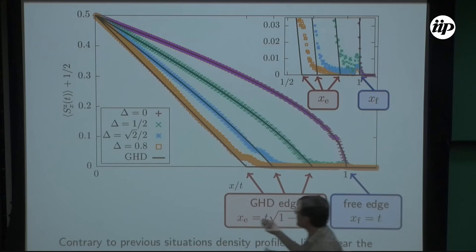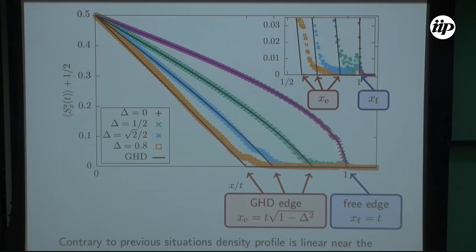For delta not 0, it's interacting. This you can actually solve exactly. This has been done using GHD. When it's free fermions, I think this has been done by Victor, you can show that the distribution of the rightmost spins goes to Tracy-Widom. You can show this by direct calculation. But away from free fermions, the density profile is actually linear close to the edge.